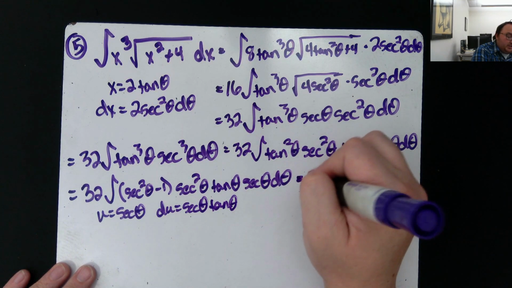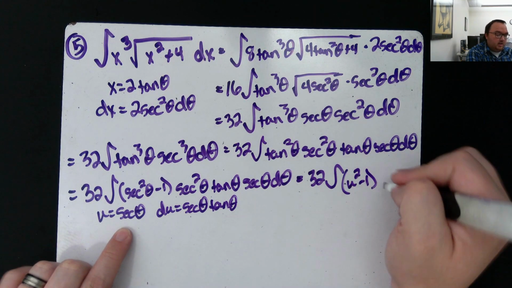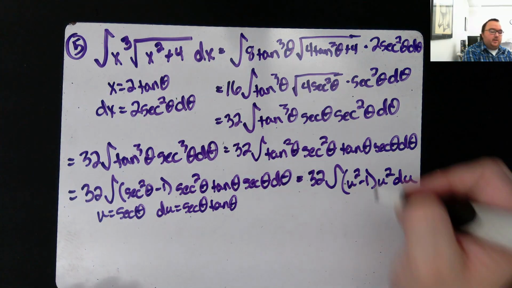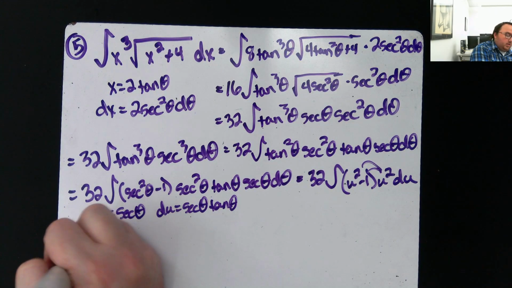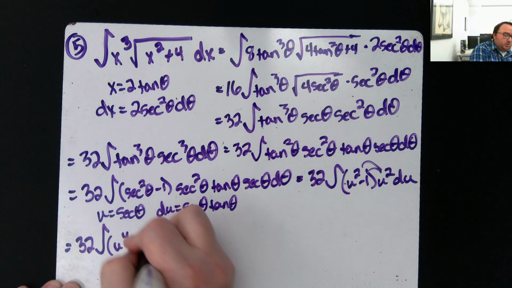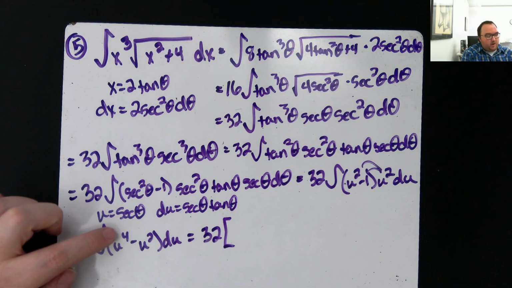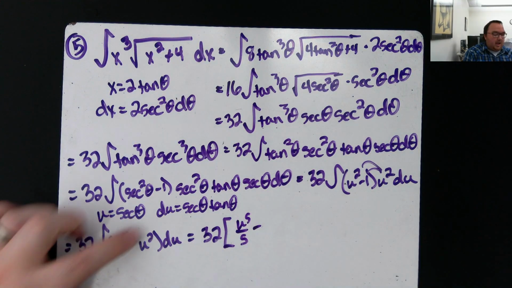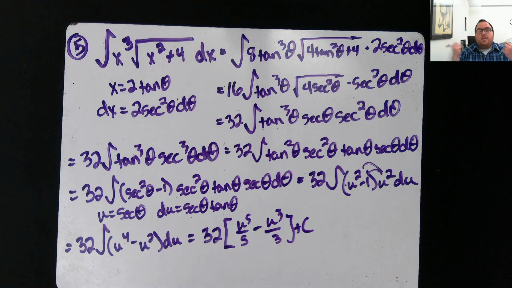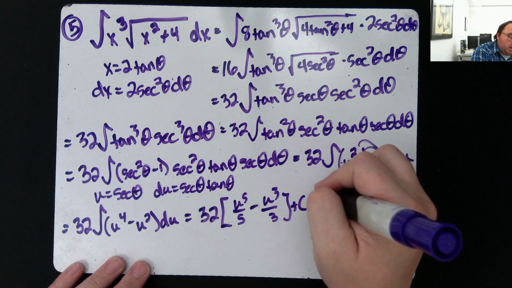which is going to make this 32 integral. Secant squared minus 1 is now u squared minus 1 times u squared. All of this becomes du. This isn't hard because now I can just distribute my u squared. 32 times the integral. U squared times u squared is u to the 4th. U squared times 1 is u squared du. Take the antiderivative of that. Add 1 here, gives me u to the 5th over 5. Add 1 here, gives me u to the 3rd over 3 plus c. Plug back in what we said u was, and also distribute the 32.